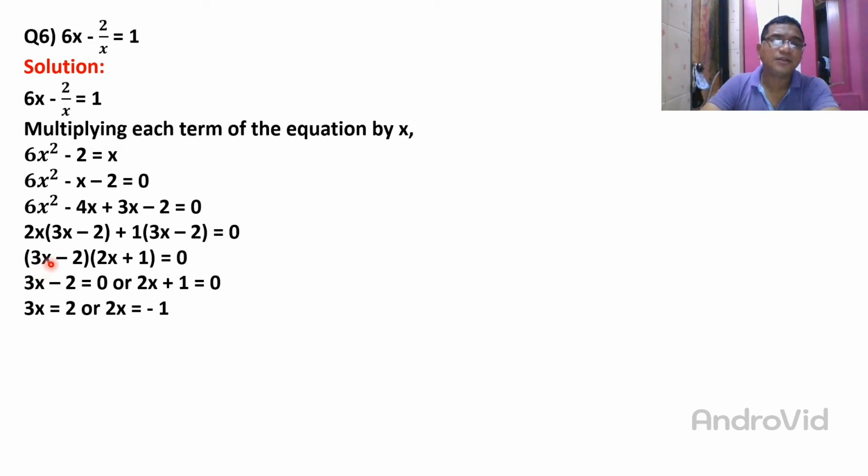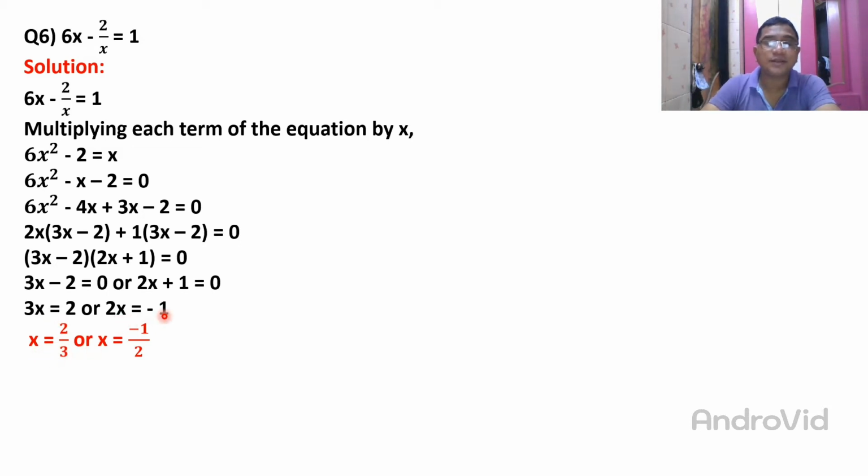Is that clear? 3x minus 2 and 2x plus 1 are equal to 0. So 3x minus 2 is equal to 0, and 2x plus 1 is equal to 0. So 3x is equal to 2. Then 3 is multiplied, goes across, divides. So x is equal to 2 upon 3.